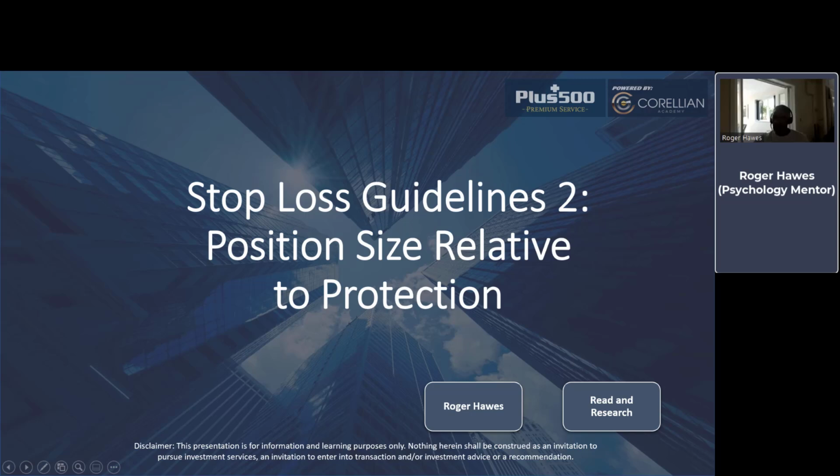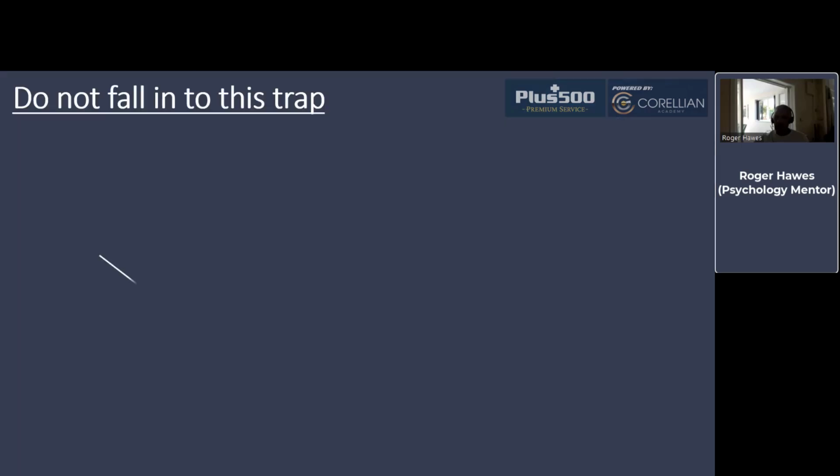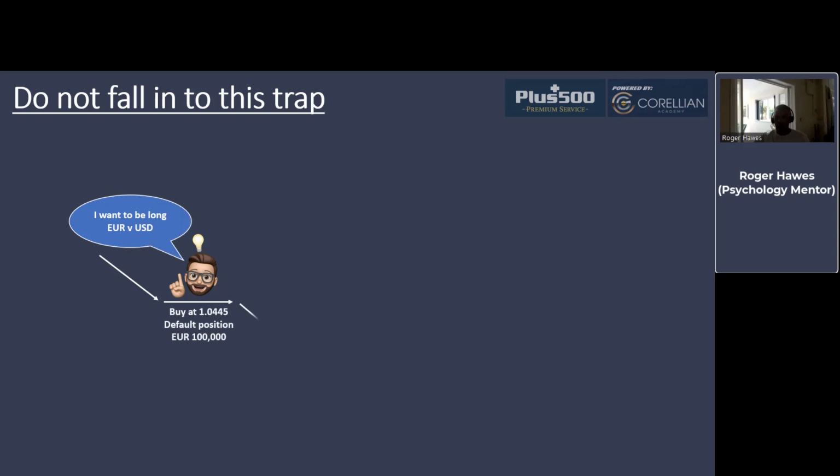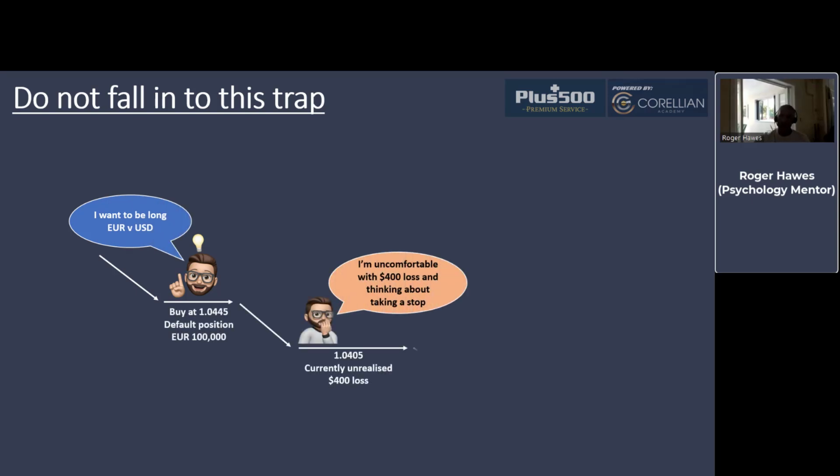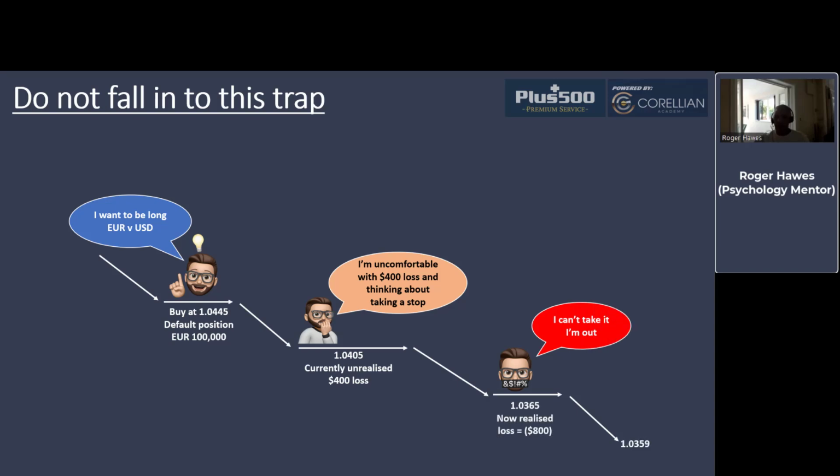Welcome everybody. Tonight I'm going to dig a bit deeper into stop losses, the discipline of stop losses, and the premise of what I'm going to talk about is predominantly to make sure you have the right amount of risk in the current market setup that is relative to your own individual risk appetite. What do I mean by that?